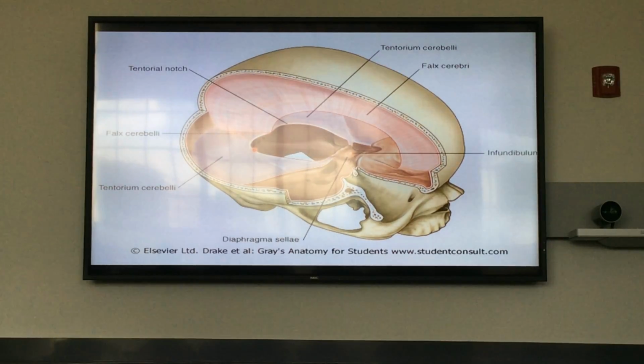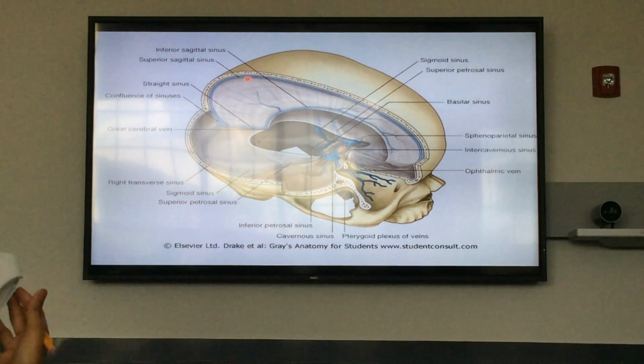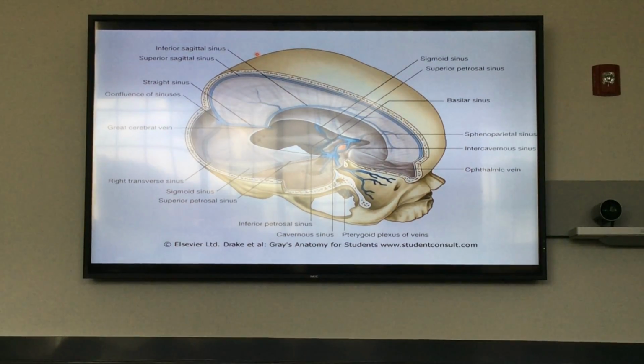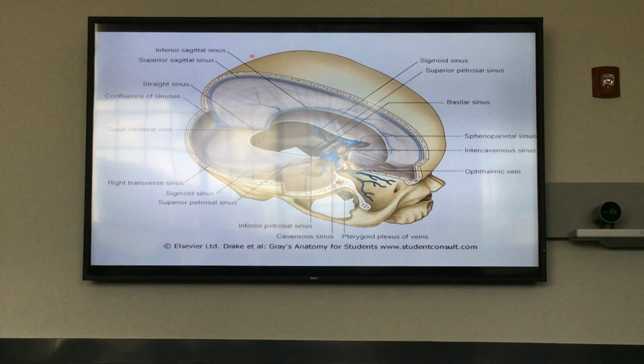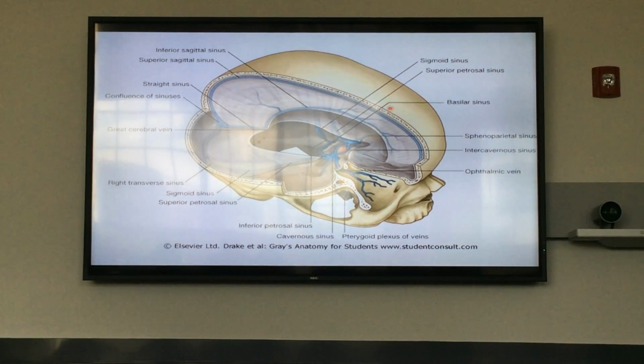Now here's another thing that I want to point out. This is something that you should be familiar with. I point out this is something that you should be familiar with to those recording. It's the slide with dural sinuses. There is a superior sagittal sinus located here. It's going to drain back into what we call a confluence of sinuses.